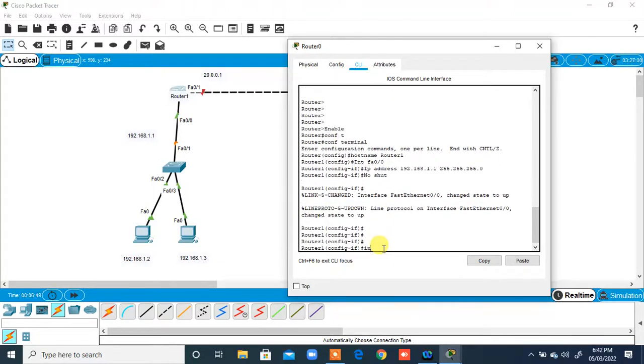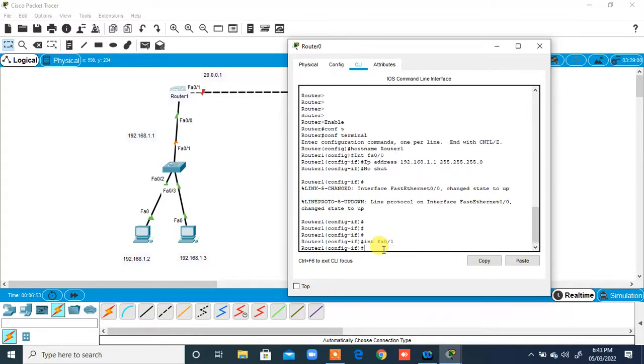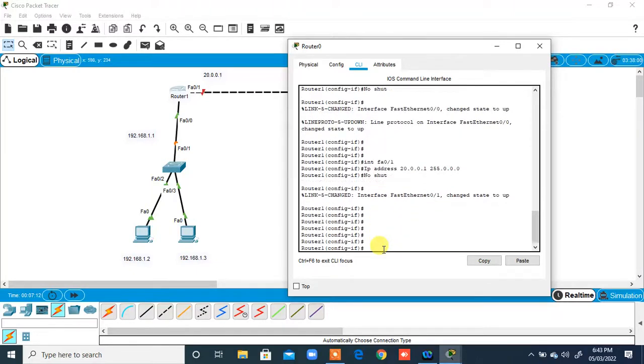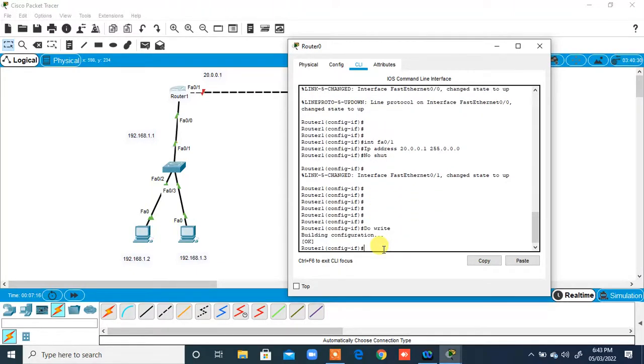Similarly, I am just going to my other interface, that is interface FA0/1, IP address 20.0.0.1 255.0.0.0. Here we are taking 255.0.0.0 because this is class A address, and I am going to make it up by this command. So let's write the configuration. So I have written the configuration here.